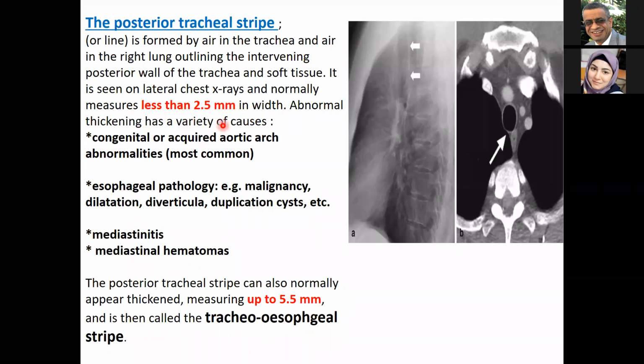Abnormal thickening has a variety of causes. The most common are congenital or acquired aortic arch abnormalities and esophageal pathology such as malignancy, dilatation, diverticula, duplication cyst, mediastinitis, and mediastinal hematomas. The posterior tracheal stripe can also normally appear thickened, measuring up to 5.5 mm, and is then called the tracheoesophageal stripe. This is the lateral X-ray. This is the posterior tracheal stripe, and also seen on the axial CT scan. This is the stripe.